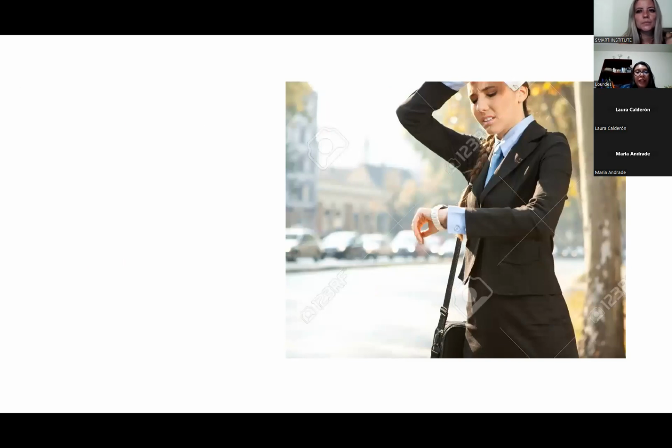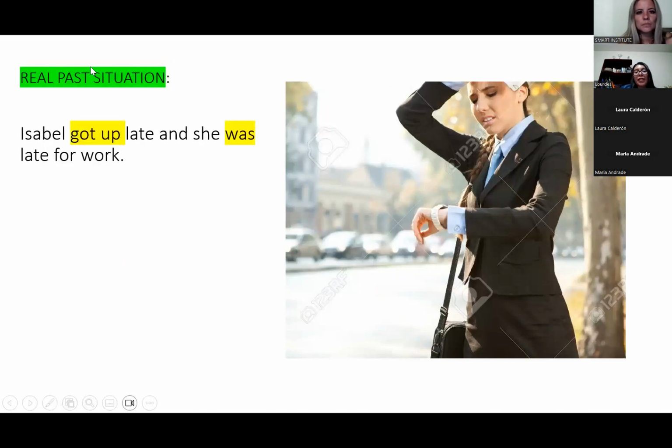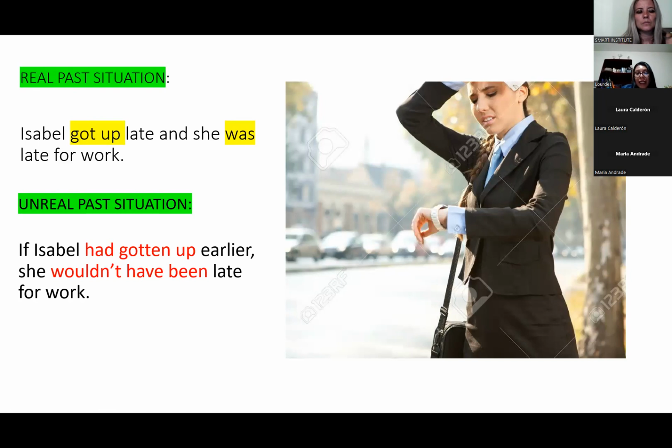The picture about this woman, this is the real past situation. Isabel got up late and she was late for work. So this is what happened in reality. She got up really late and she arrived late. So now, if I want to express the unreal past situation, I would say, if Isabel had gotten up earlier, she wouldn't have been late for work. So you have here the past perfect and here the perfect conditional.